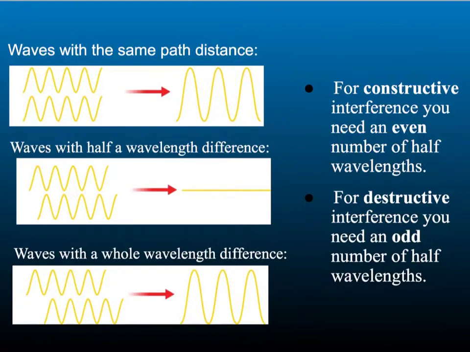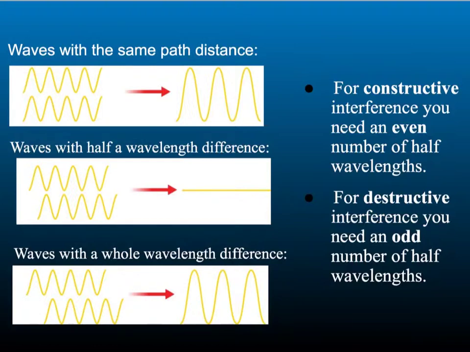For destructive interference, you need an odd number of half wavelengths. This means that one of the waves will always be shifted over by half a wavelength. So that means that every time there will be a crest and a trough that are lined up, ready to cancel the wave out.